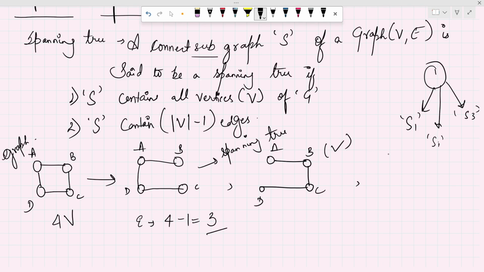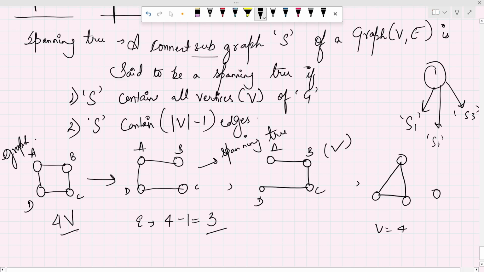So now let's take another example. Like we have these 4 vertices, so the first condition is satisfied. Edges should be 3. Now what happens if I connect like this, this and this? Here the vertices are 4, and in the main graph vertices are also 4, so the first condition is satisfied. The second condition is edges should be vertices minus 1, so edges should be 3. And here you can see the edges are 1, 2 and 3. So is this also a spanning tree?